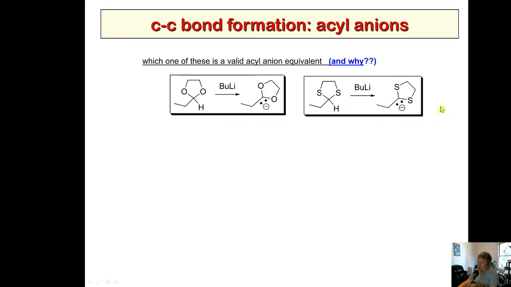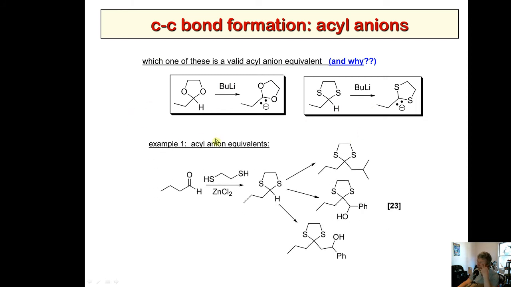The answer is that the sulfur one, you can expand the octet, right? So you can go above 8 electrons. Oxygen you can't. So you can't violate the octet rule, and this left one doesn't work. But that's why we use thioacetals.